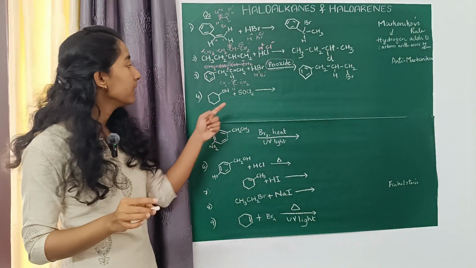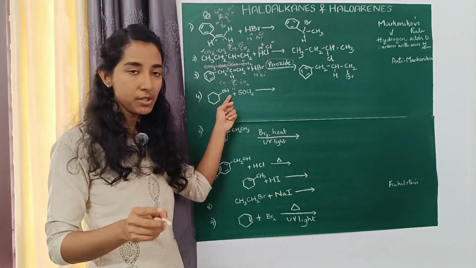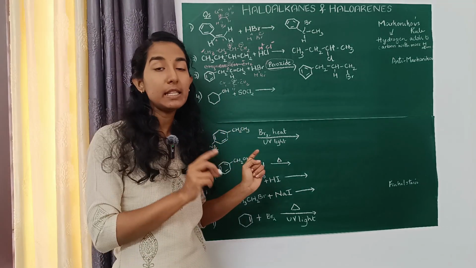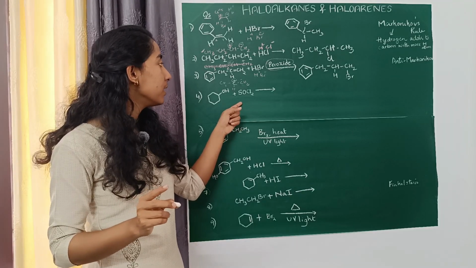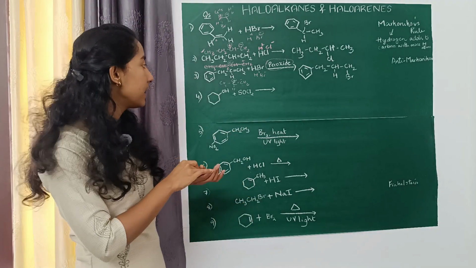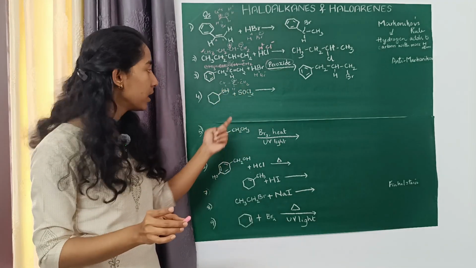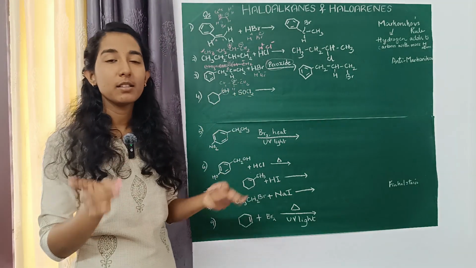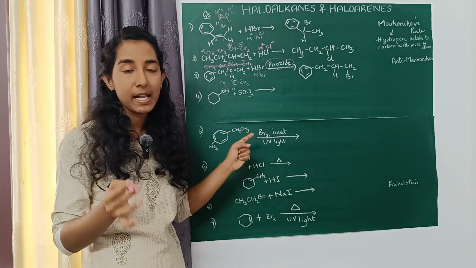Okay, and then the next reaction. Here to the cyclohexane you can see an OH attached, then SOCl2. SOCl2 is basically thionyl chloride. So this is an example of how to prepare alkyl halides. Basically what happens is that OH will be replaced by Cl. Okay, OH will be replaced by Cl, and this we have studied in the preparation, like how to prepare haloalkanes.